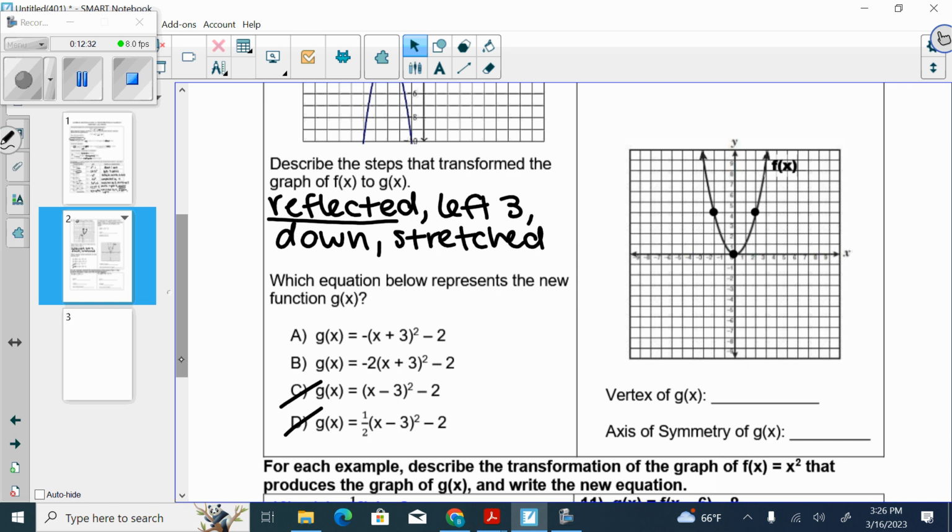Okay. Then we said that it goes left 3. So in the parentheses, it should have a plus 3. They both have that, right? And then it says it goes down. You guys said down 2. Okay, they both have that. But we also said it's stretched. So what would you need to make a stretch?